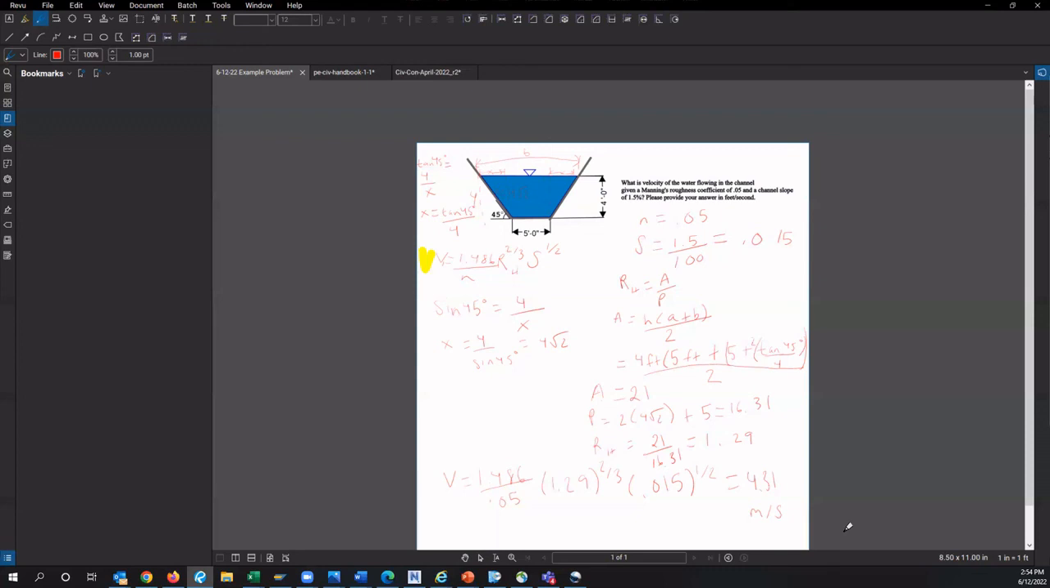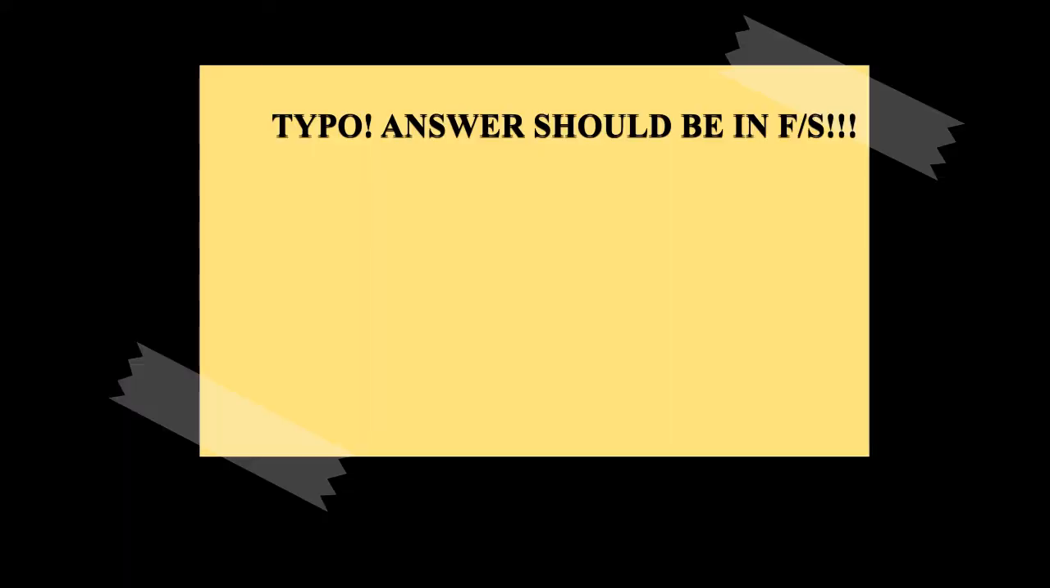I recommend that you switch up the numbers. Maybe give yourself different units, or instead of looking for velocity, you could go ahead and try to find the Manning's roughness coefficient given the velocity. So definitely try to mix these problems.